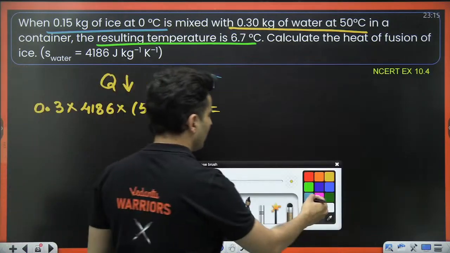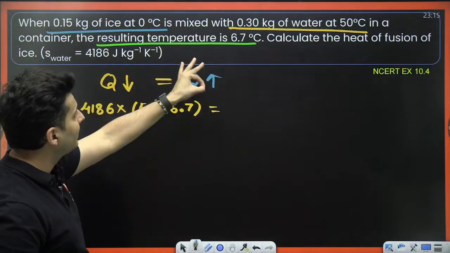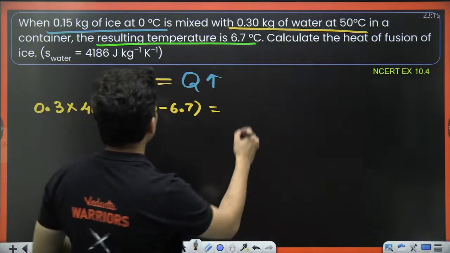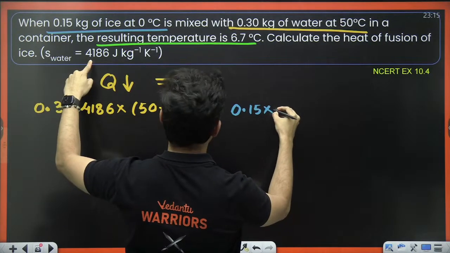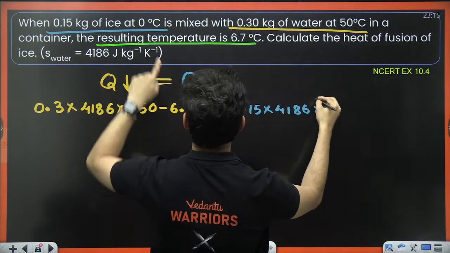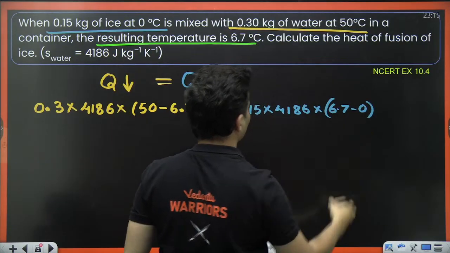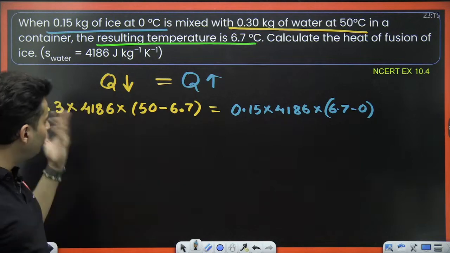Heat gained. Now there are two terms in it. This ice first has to melt, only then it will reach 6.7. Many students I've seen, they make this mistake: 0.15 into specific heat capacity 4186 into delta T, so 6.7 minus 0. They write this. How can you write this equation?